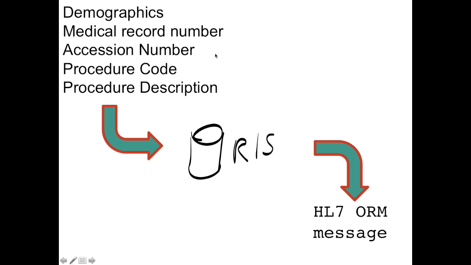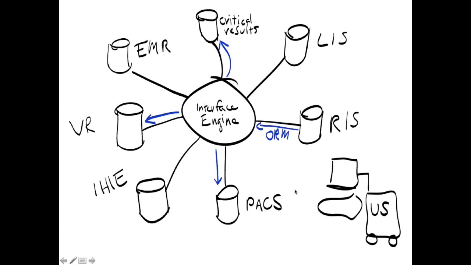The examination will be assigned an accession number, a procedure code, and a procedure description. And the Radiology Information System, or the RIS, will take all of that information and smash it together into an HL7 ORM message. That ORM message is going to be sent out through the interface engine again. Remember, this is the router that sits in the middle and sends messages off to the systems that need to know about them.